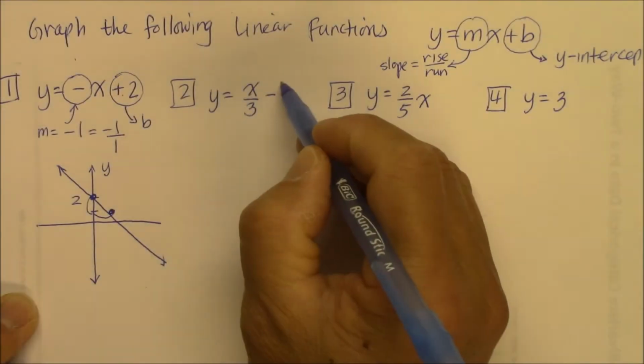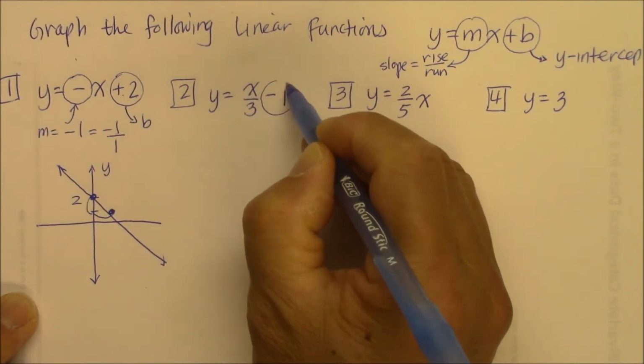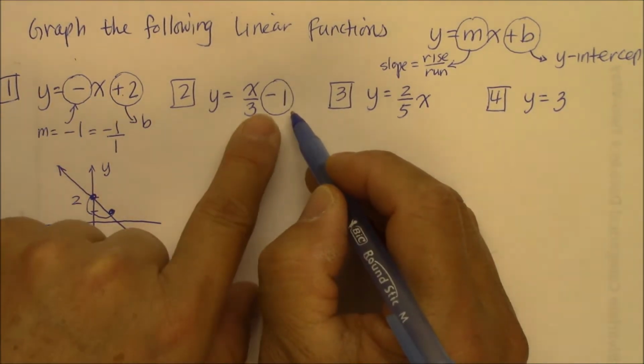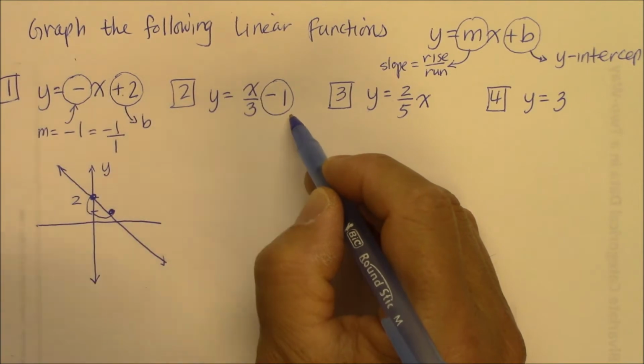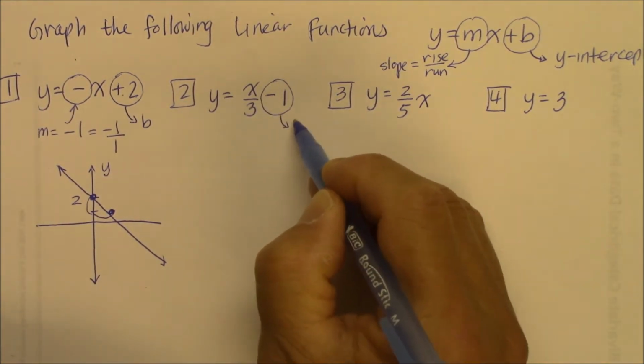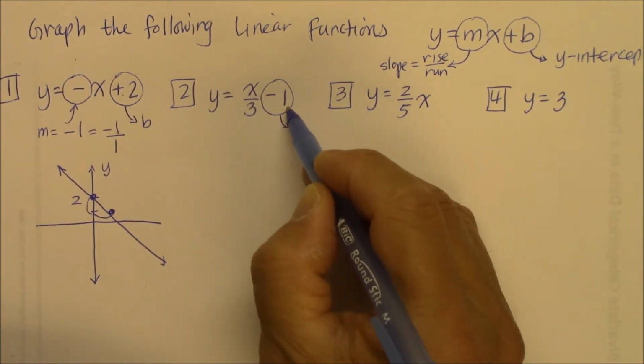I go. So this time the y-intercept is -1. And notice the way I identify the sign in front of it as well. -1, -1, it means the same thing. So this is the b now. This is where we're going to start off.